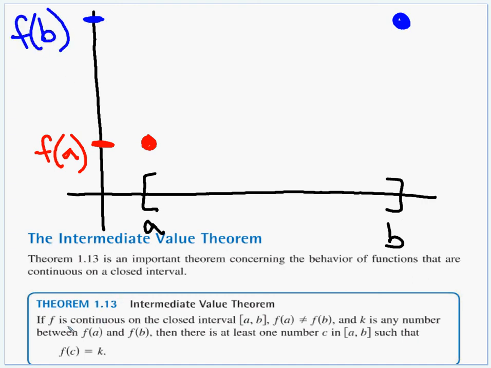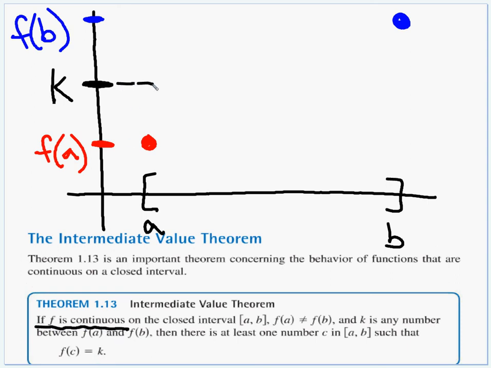So again, rereading the theorem, going with our graph, we have a closed interval from a to b. The endpoints are at different heights. F of a and f of b are not equal. And k is any number in between. So I'm going to go right about in the middle, and I'm going to call this k. So now, again, it says at the beginning here, our function is continuous.